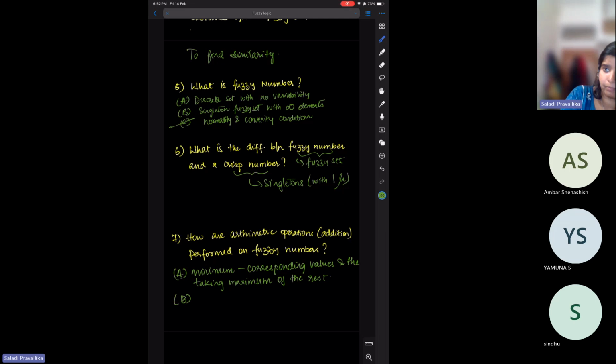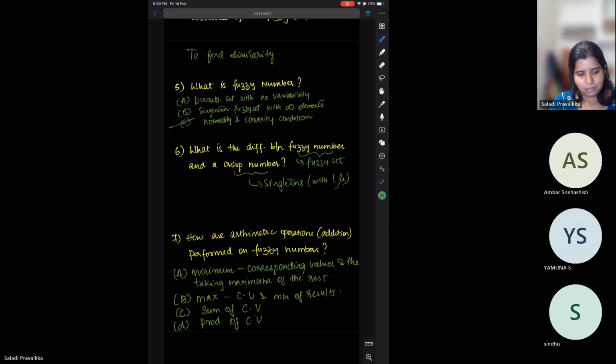Option B is taking the maximum of corresponding values and then taking the minimum of the result. I'm not writing everything, right? By finding the sum of corresponding values, CV here is corresponding values. And by finding the product of corresponding values. So, which is the answer? Yamuna, any answer from you?